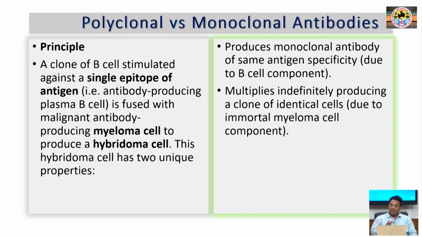It multiplies indefinitely. What happened? B cells have their own life, as you know, our blood cells have their own limitation, their life cycle. They may survive for 10 days, 15 days, 1 month, 3 months, whatever it may be. But after some time there is the greater challenge of survival. So, another property which we have to introduce in this monoclonal antibody is the immortal property, and this immortal property we can obtain from the myeloma cell.